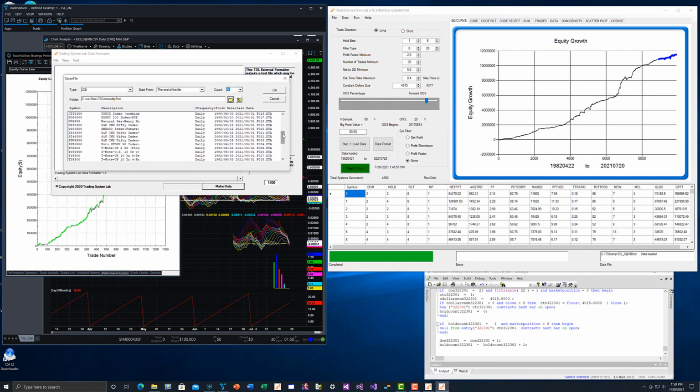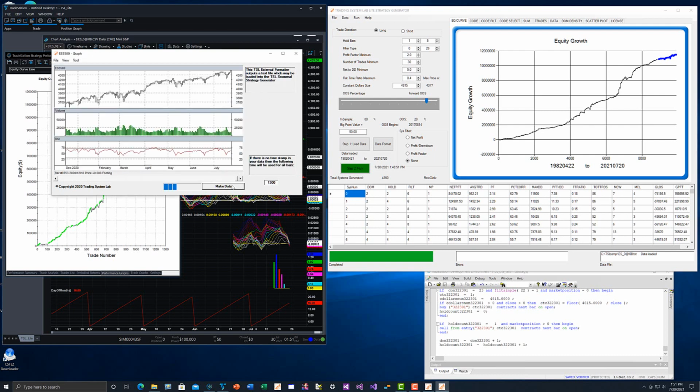let me find a data source that I like to work with. Say the Nasdaq. That's not a good one. Say the E-mini. We'll stick with the E-mini S&P 500. We'll load all the data, and then make the data. And we've made it. We've created ES 5500. And then we just load that data into TSL and begin working with that.